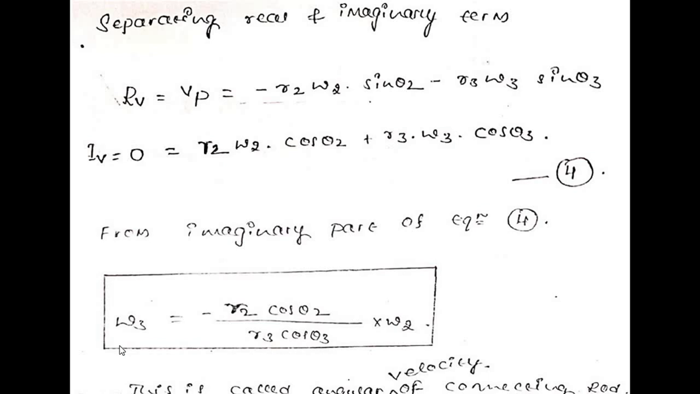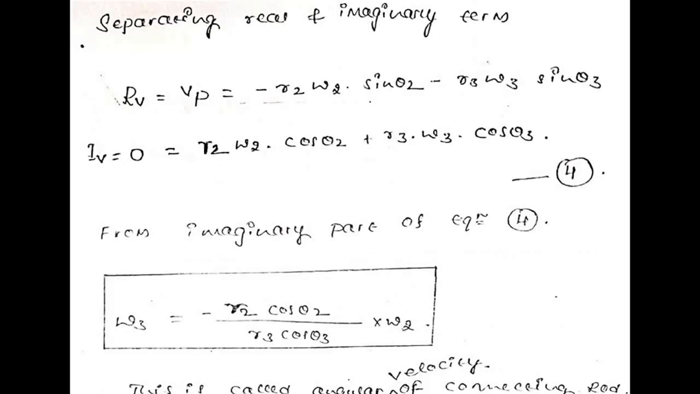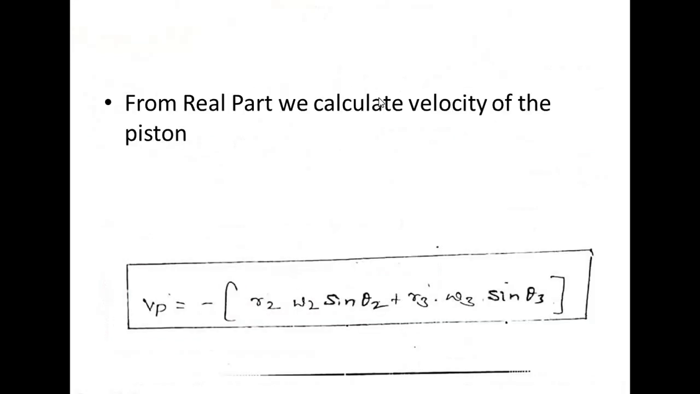So what is omega 3? Omega 3 is the angular velocity of the connecting rod. This is the relation between the angular velocity of the connecting rod and the angular velocity of the crank, so you can use this equation. And from the real part we can calculate the velocity of the piston. The velocity of the piston is minus R2 omega 2 sin theta 2, minus, taking outside, R2 omega 2 sin theta 2 plus R3 omega 3 sin theta 3. So this is the velocity of the piston.